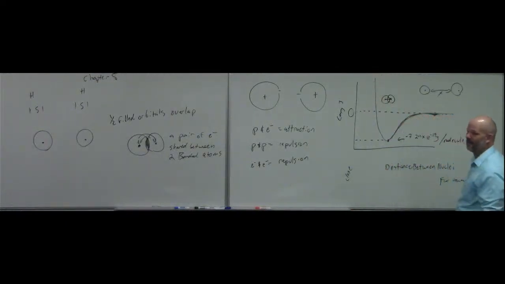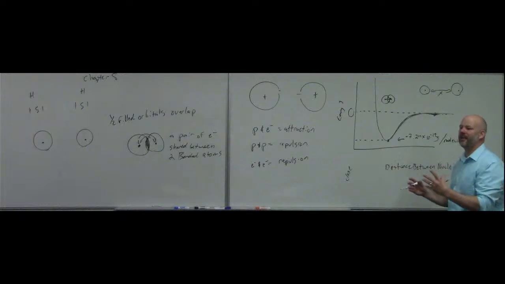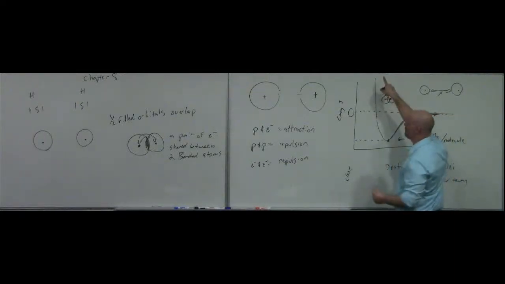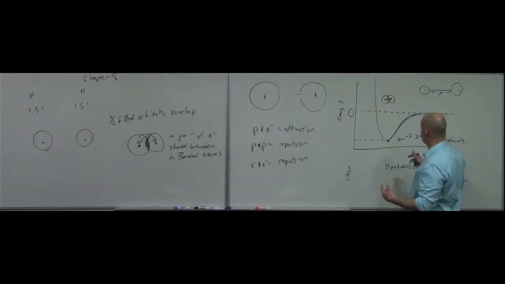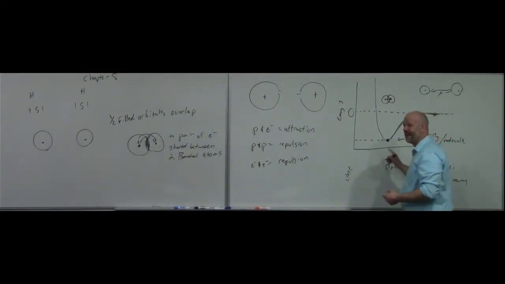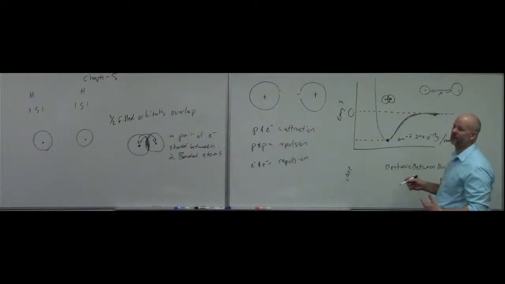Okay. So what's a bond length going to be? What this is showing us, and there's a graph like this for any two atoms that are forming a molecule, is that whatever their lowest energy state is, that's the bond length.